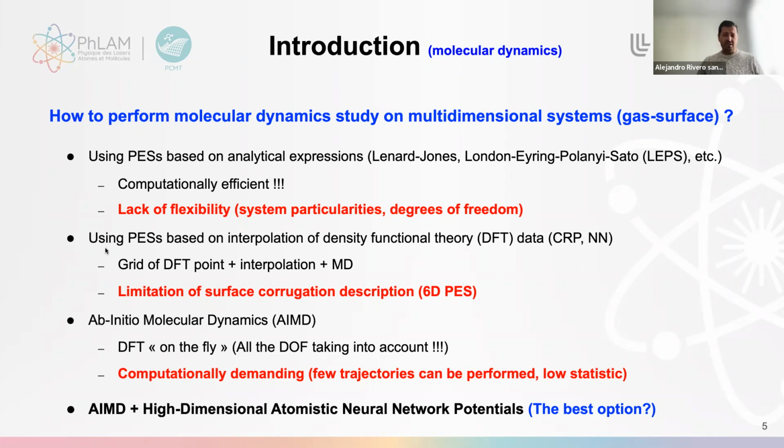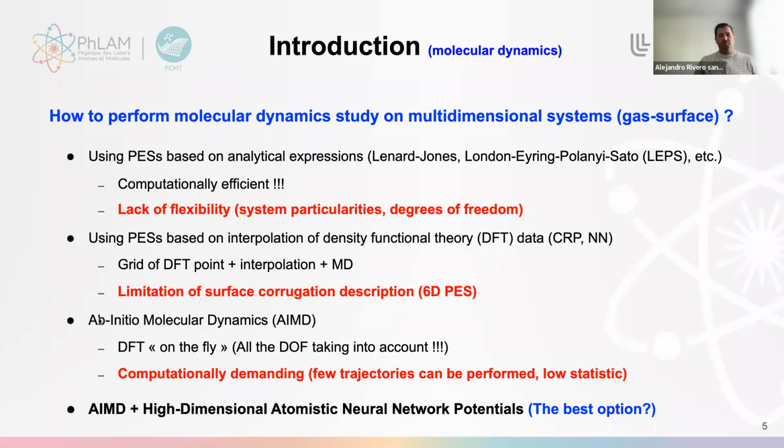In general, what we do here is obtain a grid of DFT points, make an interpolation, and then, with this interpolation and this analytical potential energy surface, we perform the molecular dynamics calculation. But it's well known that we have a limitation in the description of the surface corrugation, because normally we obtain a 6D PES that is able to study some features of the system, but is limited.